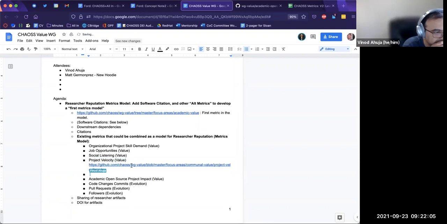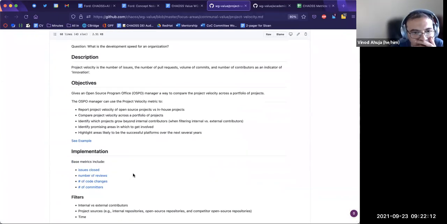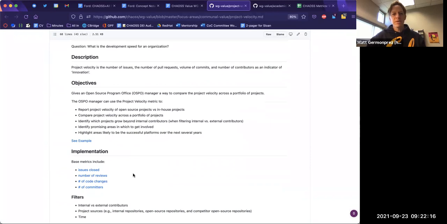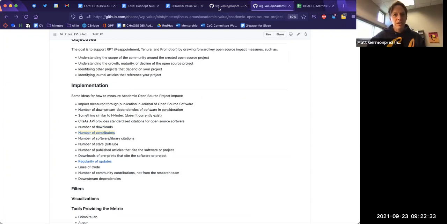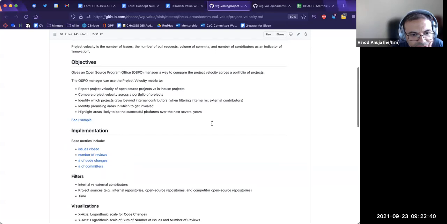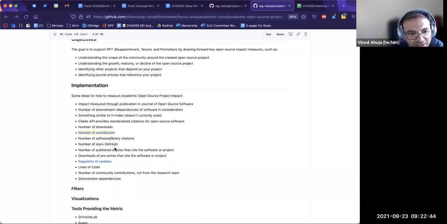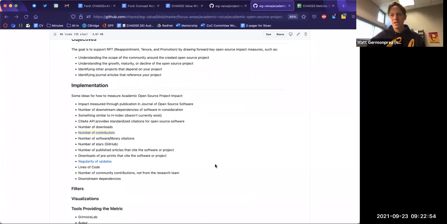A link to the project velocity. Okay. All right, Brian, okay. This might be a reasonable one, and interestingly, this includes number of committers. Do we have number of committers in here? I think it was in the implementation, a little up. Number of committers, up, not in this. I'm wondering what overlap there is between these two, because these are both kind of composite metrics, you know?